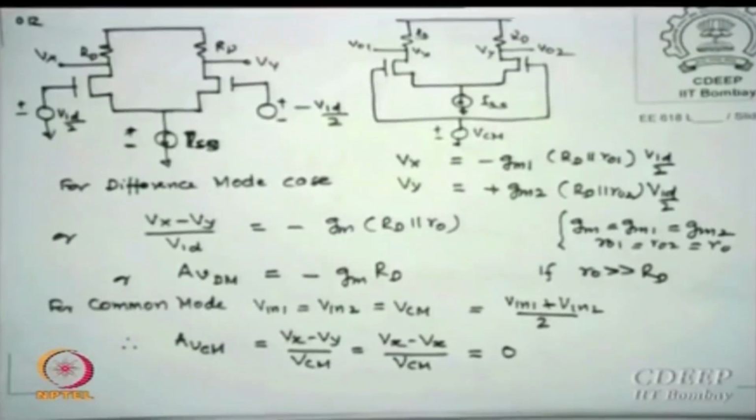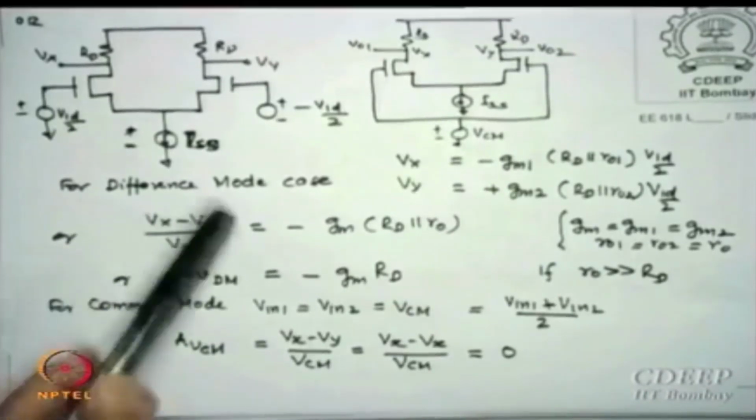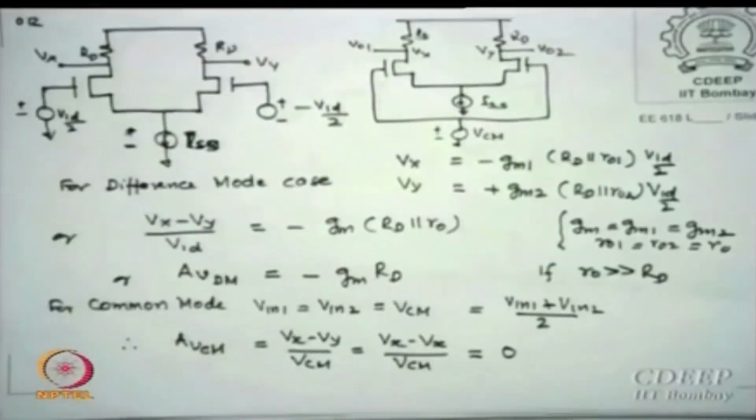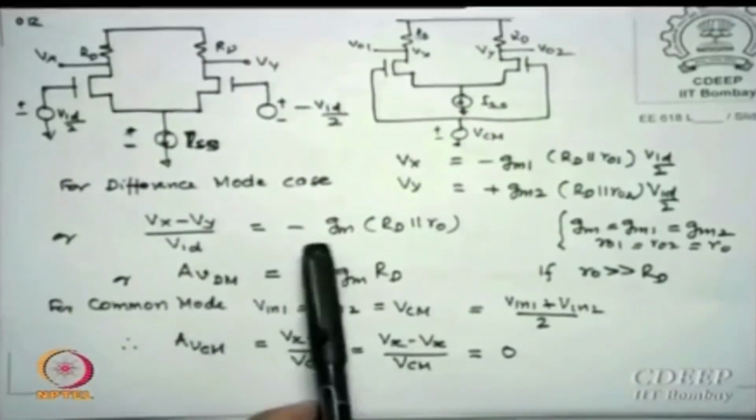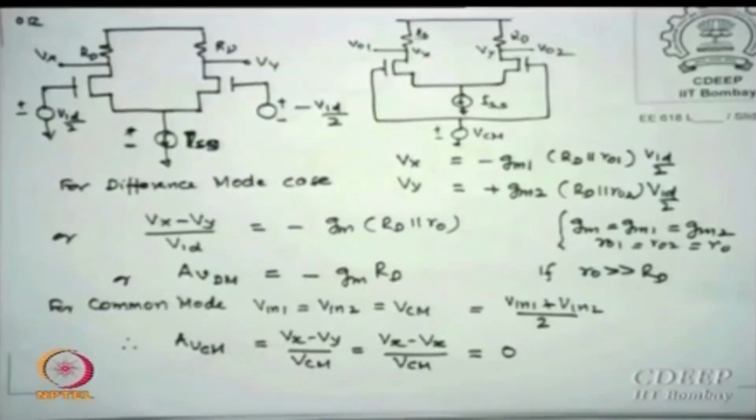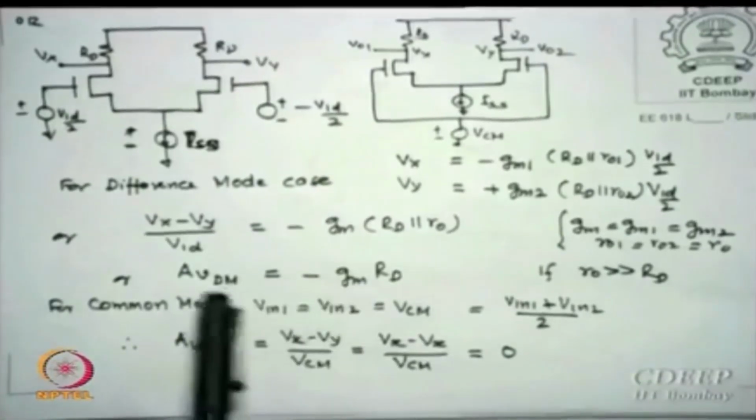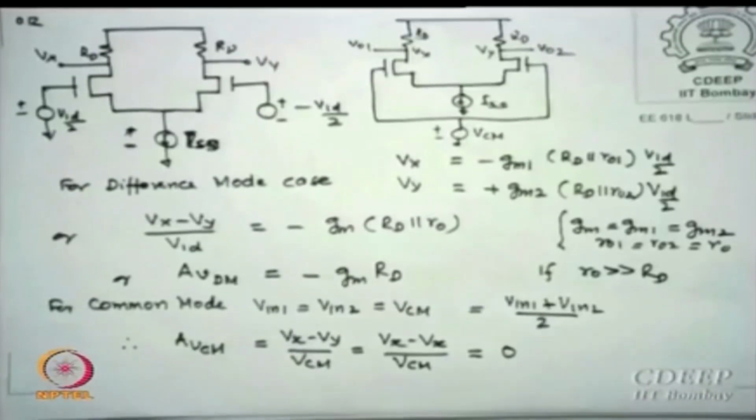So I calculate the difference gain, which is Vx minus Vy divided by Vid, which is nothing but Gm1 and Gm2. Let us say Gm1 equals Gm2 equals Gm, and Ro1 equals Ro2 equals Ro. What does that mean? The 2 transistors are identical. We will get rid of this assumption later and see what happens if they are not. If they are identical, the gain becomes just GmRd, which we just calculated, so nothing great happens.